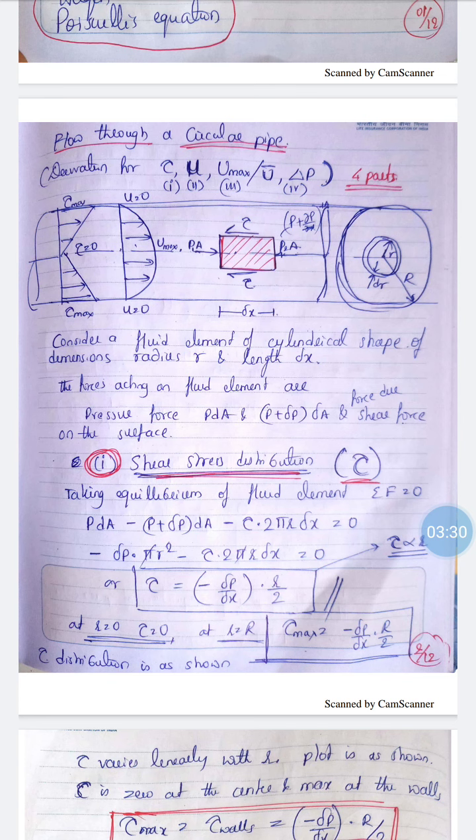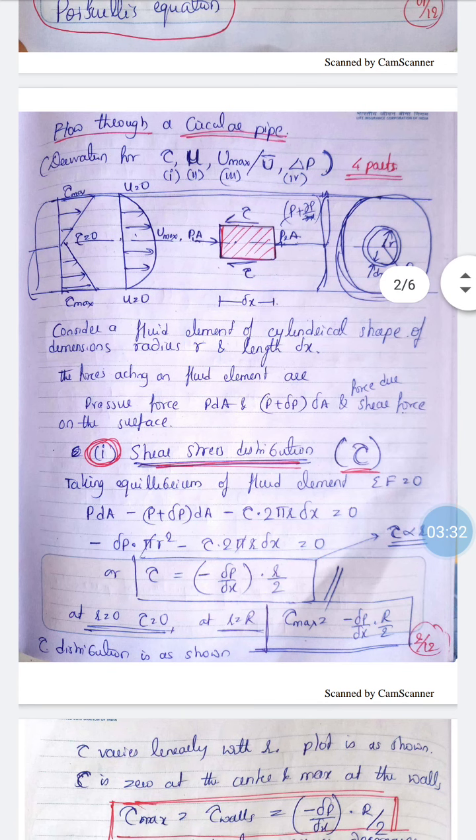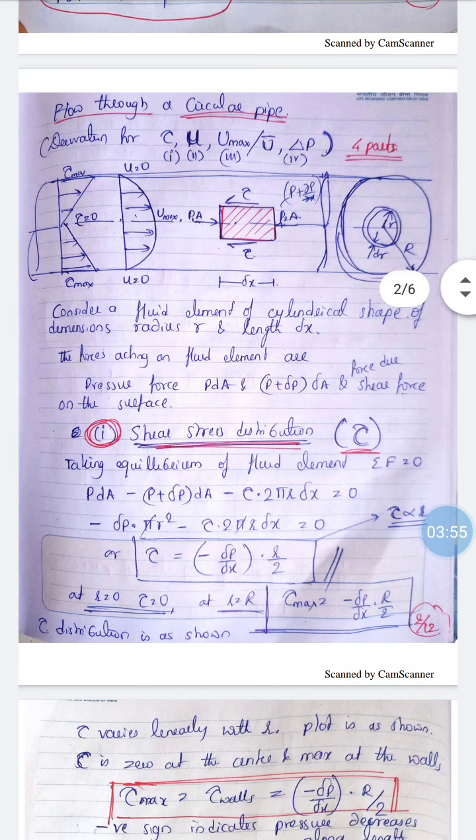So, to derive the shear stress distribution, we have to consider the fluid element to be in equilibrium. When I consider the equilibrium of this fluid element, we will get P1 into dA, or P1 into A, where A is the area of cross section of that fluid element, not the complete area, minus (P plus delta P) into dA minus tau into 2 pi r into dx must be equal to 0. Tau into 2 pi r dx indicates the total surface area of that fluid element, which is 2 pi r dx, and tau is the shear force.